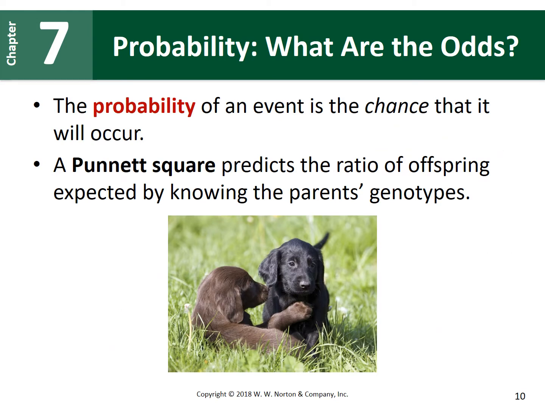His data showed that in genetic crosses, we can use probability to figure out when something is going to be passed down from parent to offspring. These are called Punnett squares. A Punnett square is a tool that we can use to predict the ratio of offspring expected by knowing the parents' genotypes. And in the lab, you're going to be doing a lot of Punnett squares, looking at just one trait to predict what type of offspring, or the probability of different types of offspring, and how they can be produced.